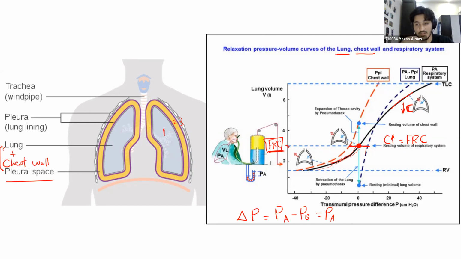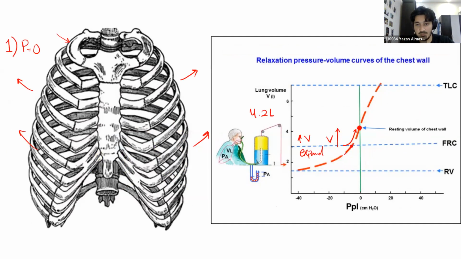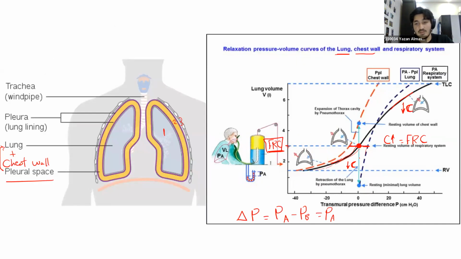What is causing this compliance to decrease is the chest wall. Here we can see the compliance is decreasing. So the balance between the chest wall and the lung is that FRC is the perfect point at which we have the highest compliance. Why do we need that? So that we can breathe easily. If we move below FRC, the compliance will decrease because of the chest wall. If we move above FRC, the compliance will decrease because of the lung.